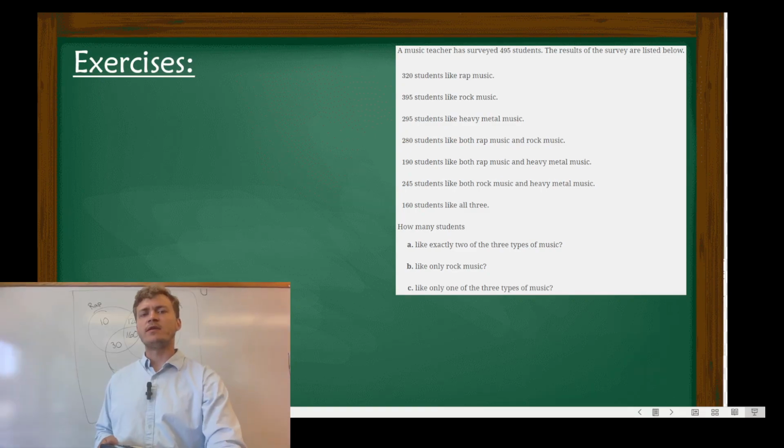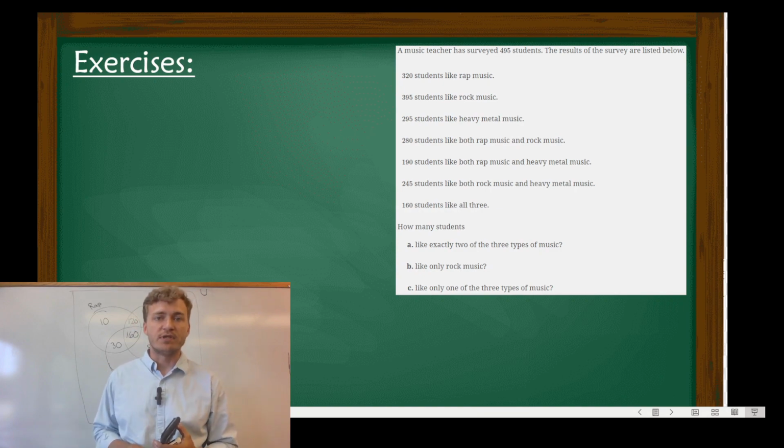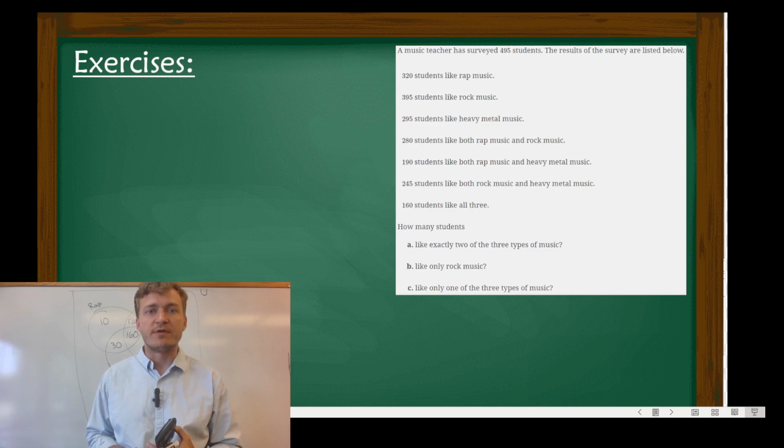So in order to answer this question correctly, we really want to consider creating a Venn diagram with the information given. Now this one's a little bit trickier, but the key here is to work with what's given to us in the middle first, and then work our way to the outside. For example, we were told that 160 students like all 3 types of music. Here in this case, a music teacher surveyed 495 students, and we're trying to determine how many like rap music, rock music, and heavy metal music.